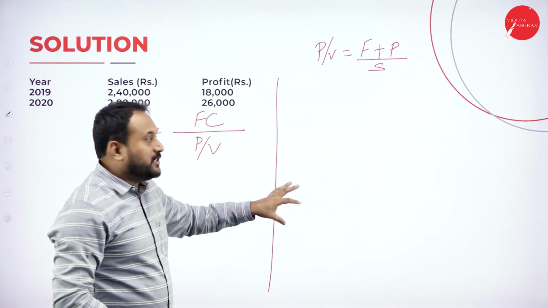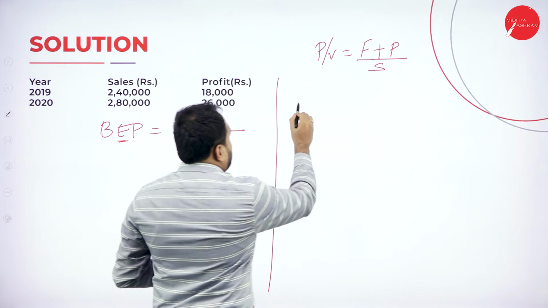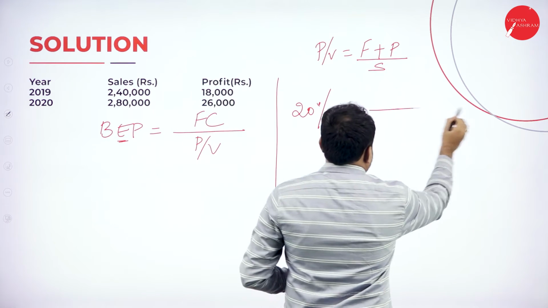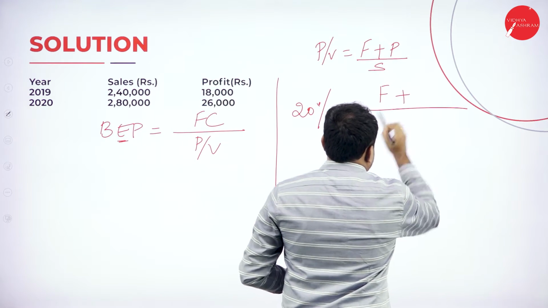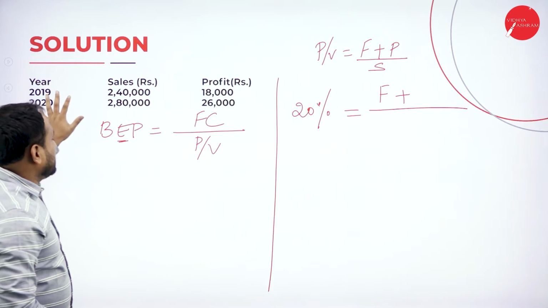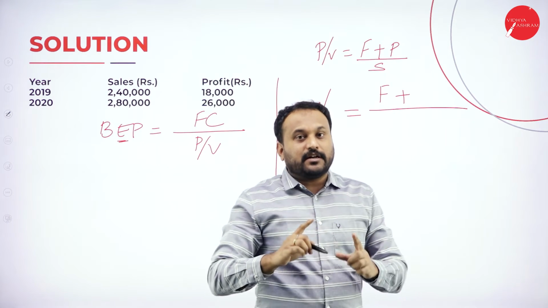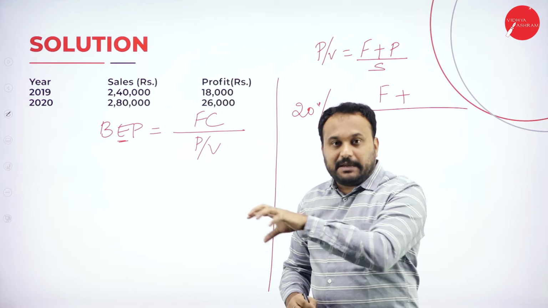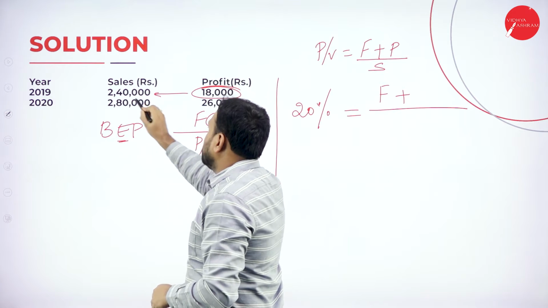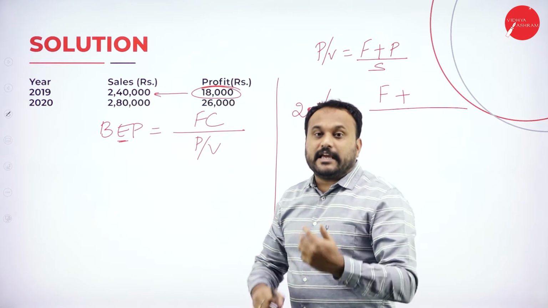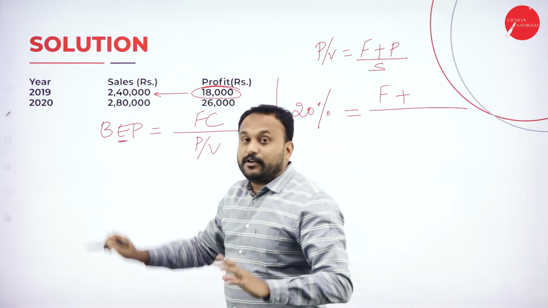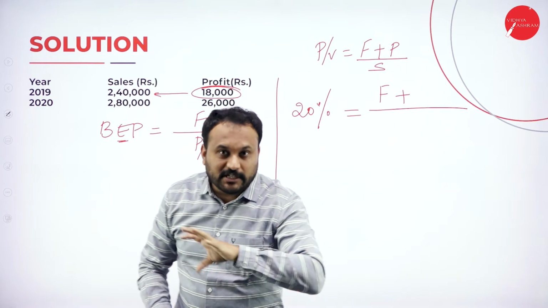Now in this question, how much is our PV? Our PV is 20% is equal to, now F we don't know, plus. Now understand, whichever year's profit you take, the same year's sales you are supposed to take. What is the logic here? Say for example, if I have taken this profit, I need to take this sales only. You can actually calculate again. If you take this profit, you should take this sales only, then do it. You will get the same because fixed cost will never change.